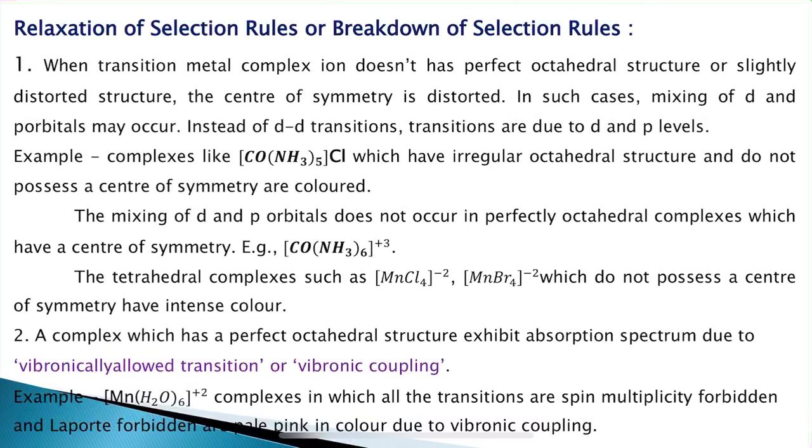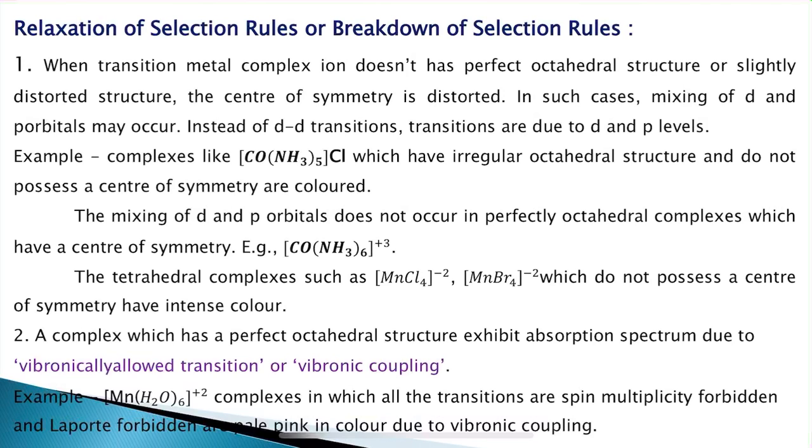Now, we will see, suppose the complex has a perfect octahedral structure. What happens, how is the color going to be absorbed, and what is the concept involved in this, what type of coupling is going to take place in such complexes. A complex, for example the manganese hexahydrate complex. This manganese hexahydrate complex is very interesting.